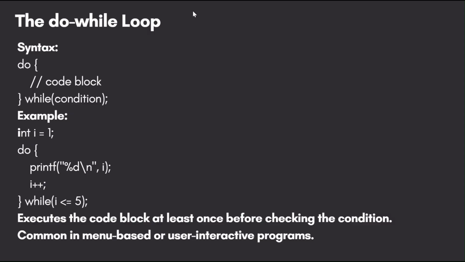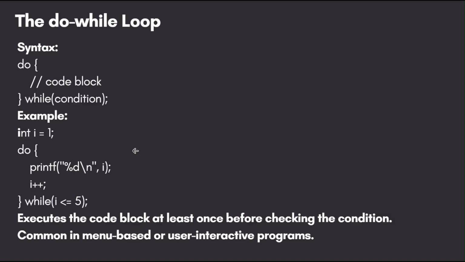Here is the do while loop. Here is a basic syntax of the do while loop. Do. Here is an example. The int i = 1 declares the integer variable i and initializes the value with 1. A do while loop is similar to the while loop, but it always runs the loop body at least once, even if the condition is false.